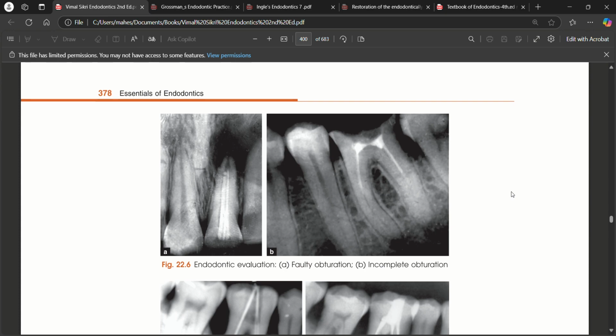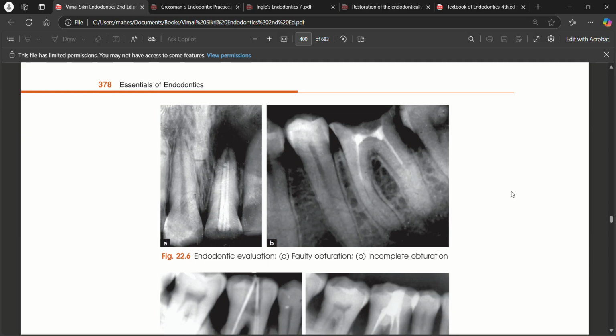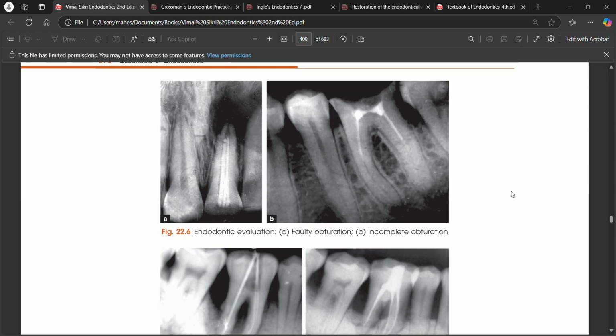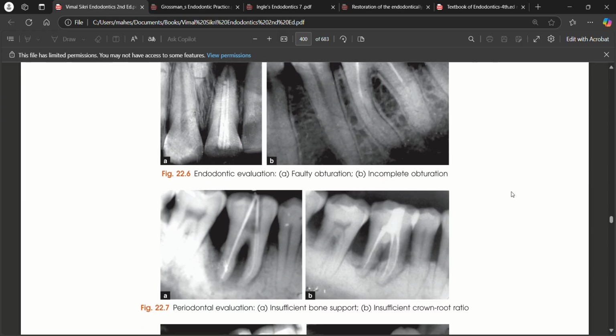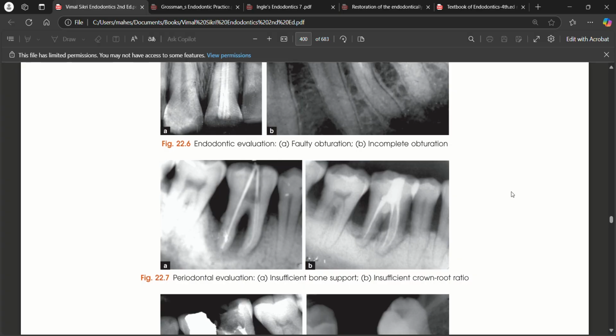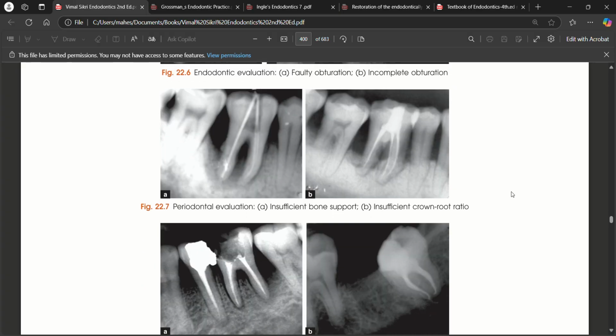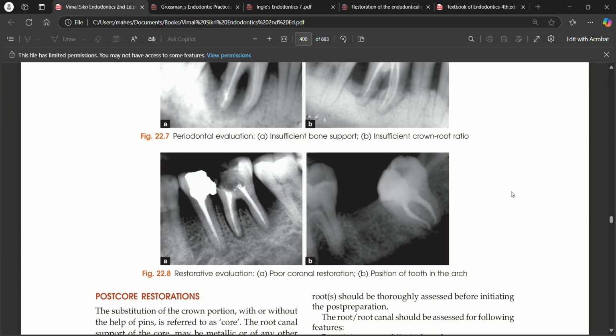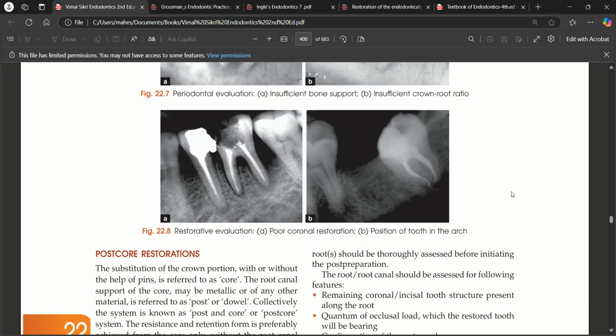Then endodontic evaluation: faulty obturation or incomplete obturation. Then periodontal evaluation: insufficient bone support, insufficient crown root ratio. Then restorative evaluation: poor coronal restoration and position of the tooth in the arch.